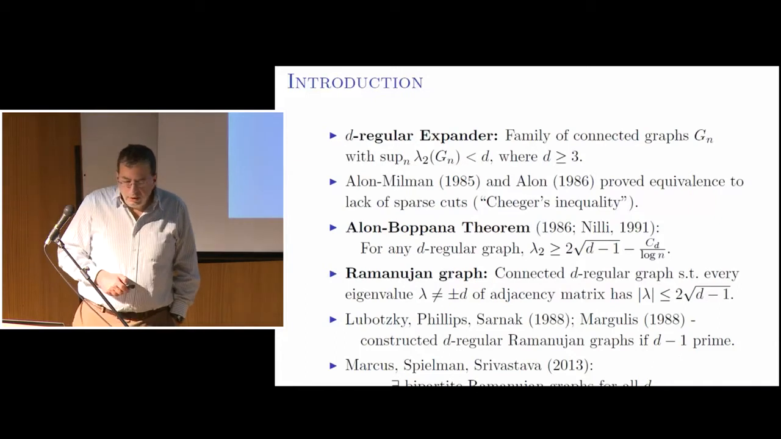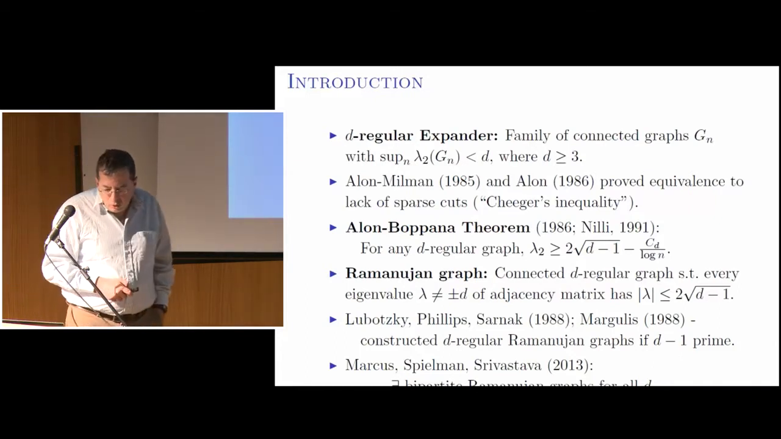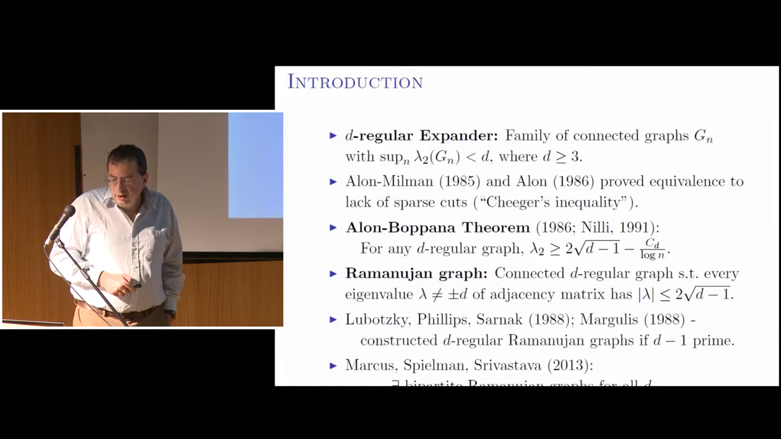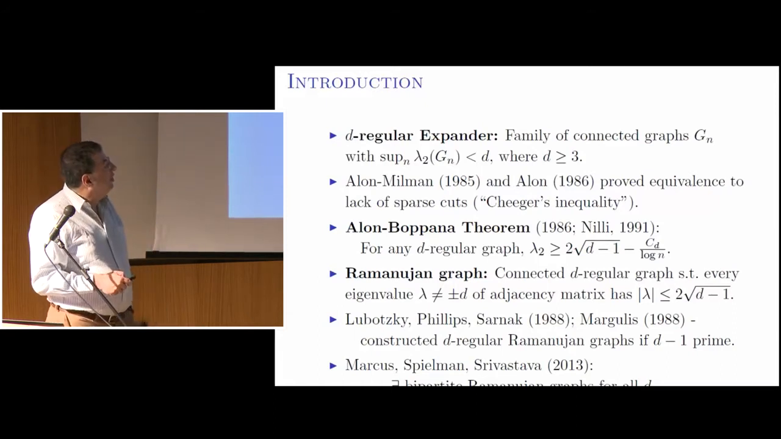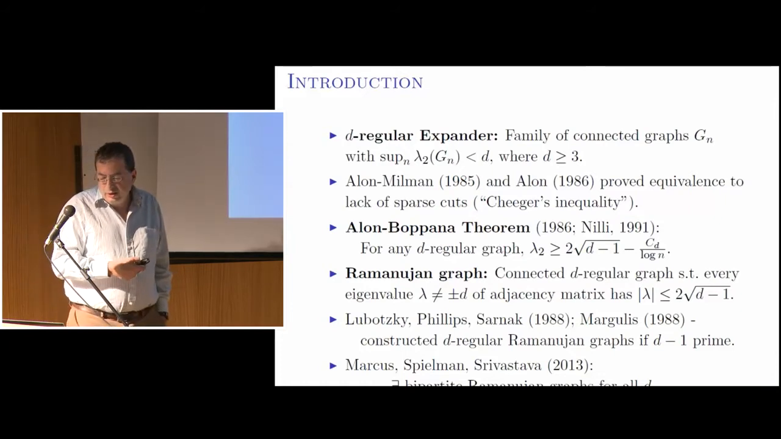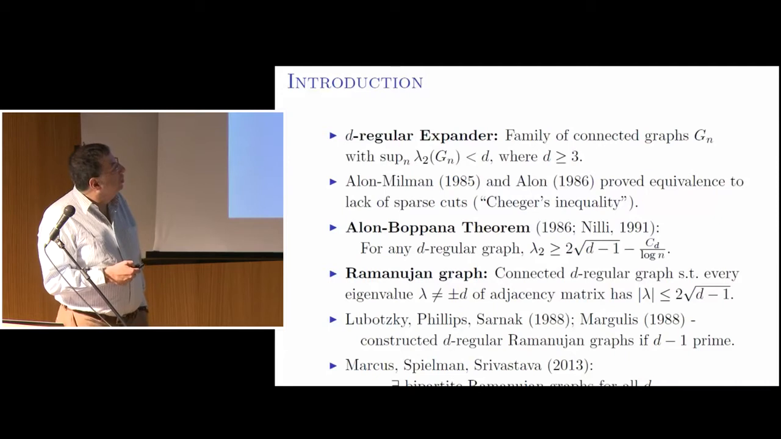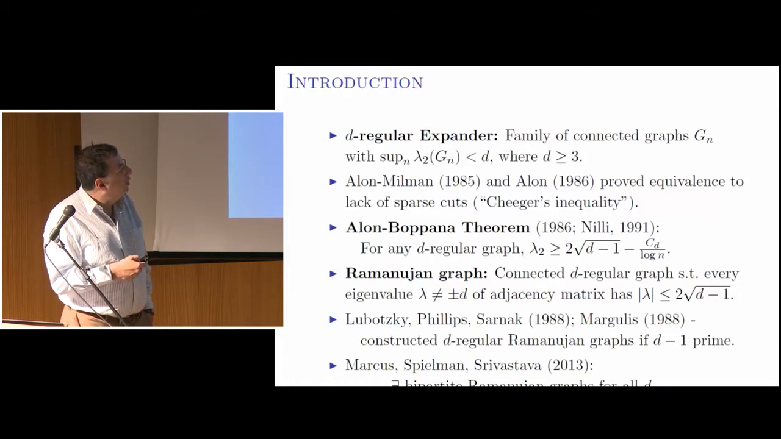So that's kind of how low lambda 2 can get. Conversely, a Ramanujan graph is a graph which gets that low. So that's a connected d-regular graph such that every eigenvalue except plus minus d, so it's allowed to be bipartite if you have a minus d, and you always have the plus d of course, all the other eigenvalues should be in this interval smaller than 2 root d minus 1.